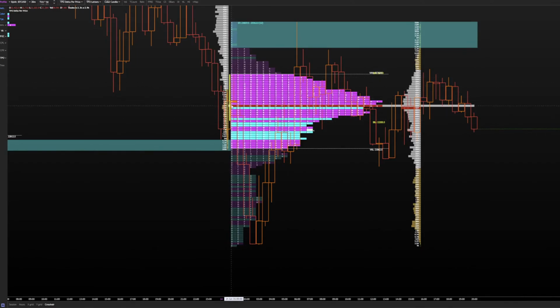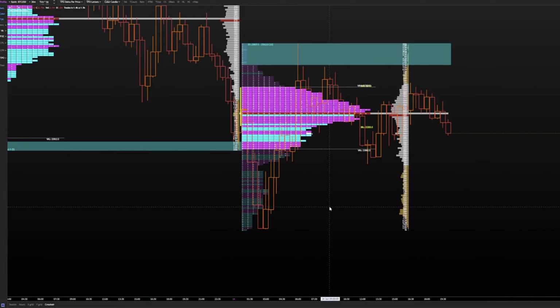So initial balance, price opened up. We're still within value. Now we haven't got the daily close yet. The only difference with this profile is we don't have a buying tail at the bottom. So it could be classed as a neutral day, but it wouldn't be a perfect neutral day if price closes within this value area. And the only reason it wouldn't be a perfect neutral day is because we don't have a buying tail.